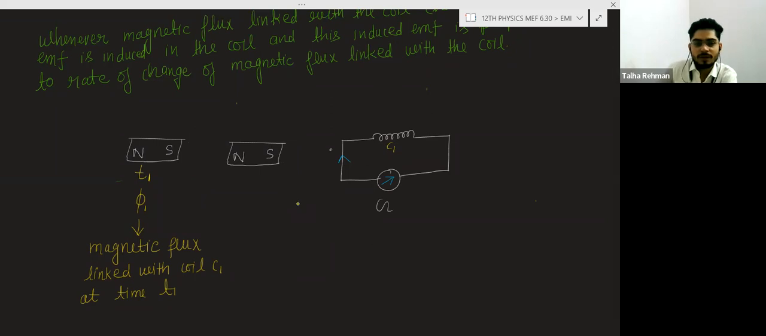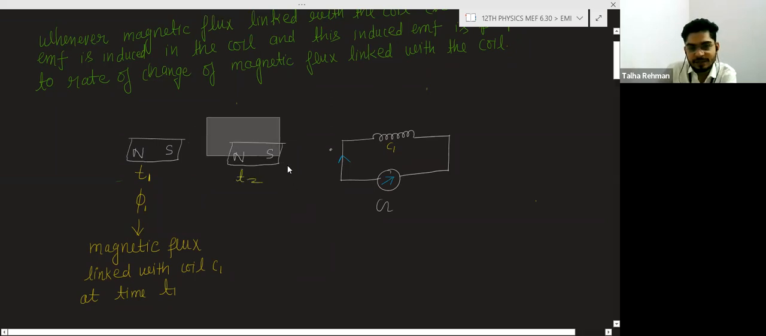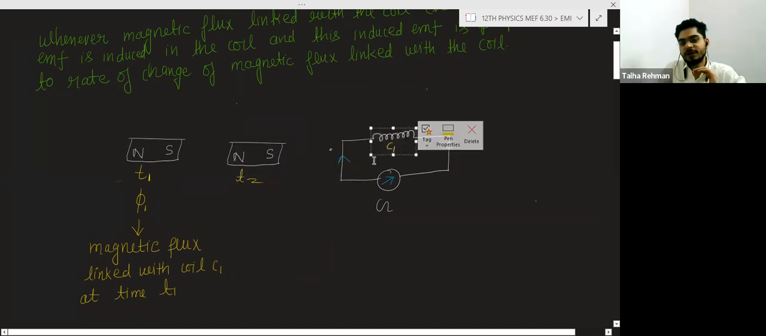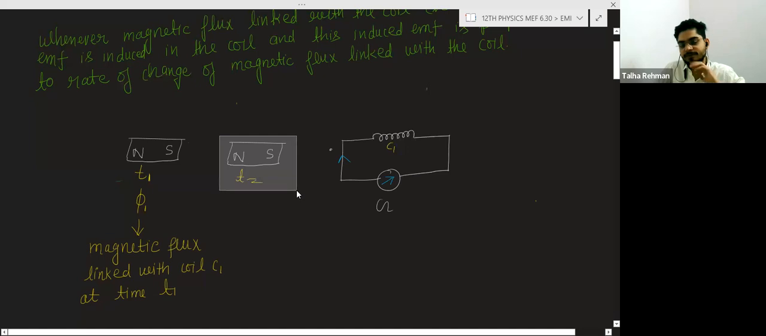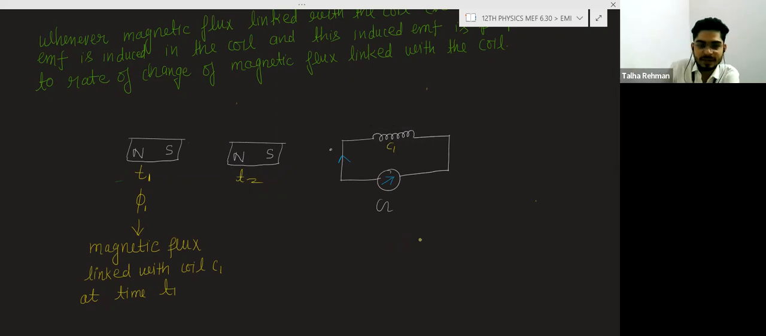And suppose this is at time t2. So this magnet is here, means here there will be some different magnetic field due to the magnet here. Due to this position of magnet, there will be some different magnetic field here. Due to that different magnetic field, there will be different magnetic flux here. Suppose that magnetic flux at time t2 will be phi 2.